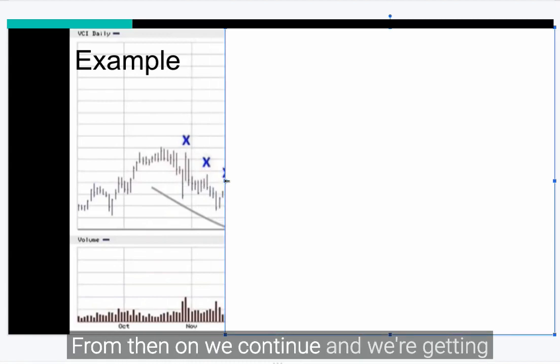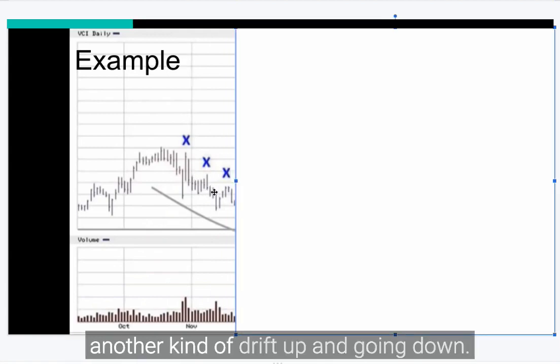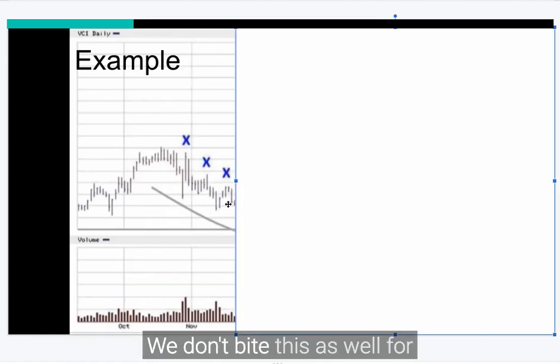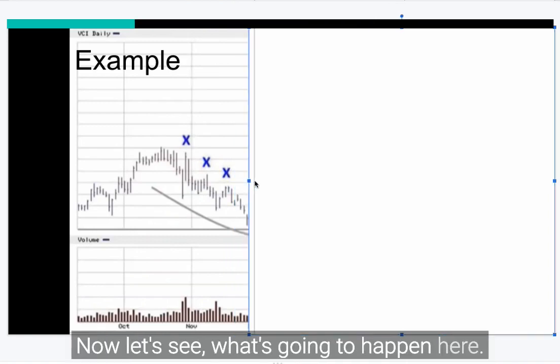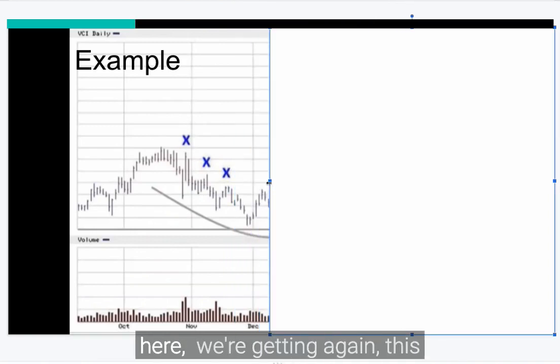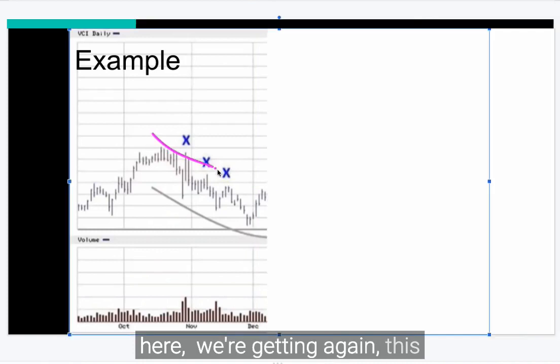From then on, we continue and we're getting another drift up and going down. We don't buy this either, for exactly the same reason. Now let's see what's going to happen here. We continue to go down. Now here we're getting this downtrend again.